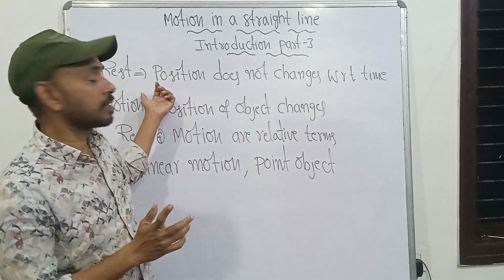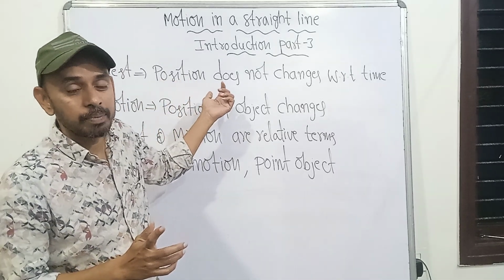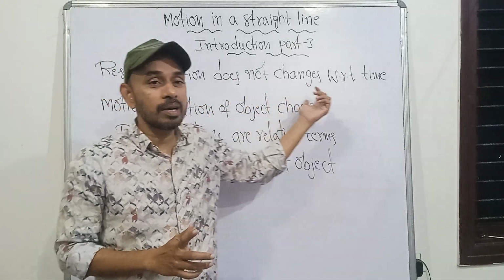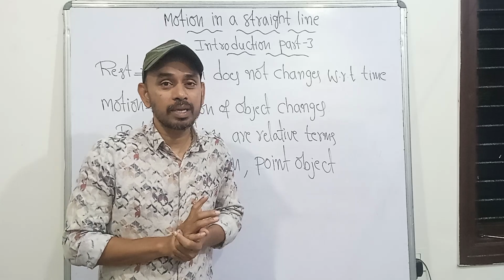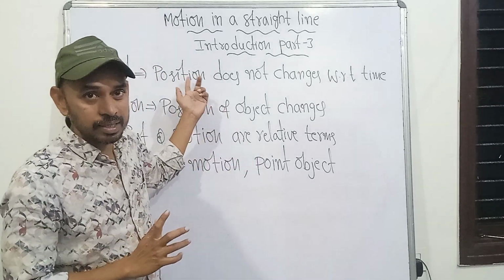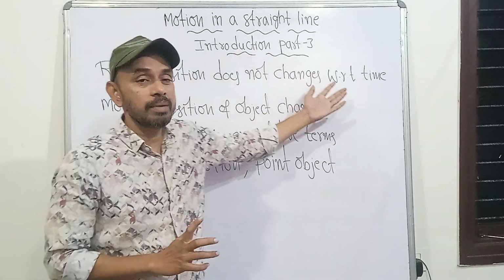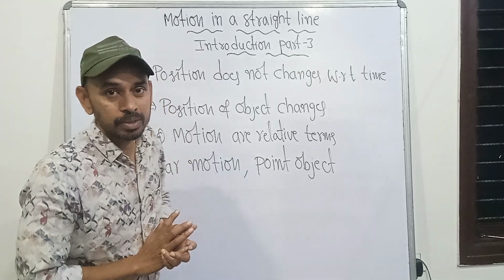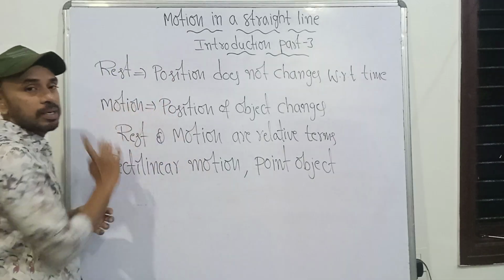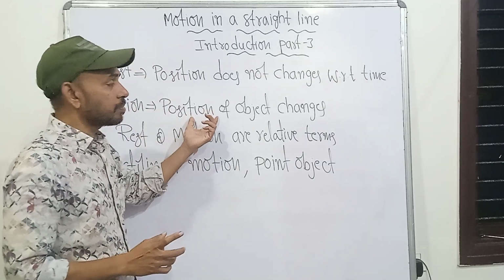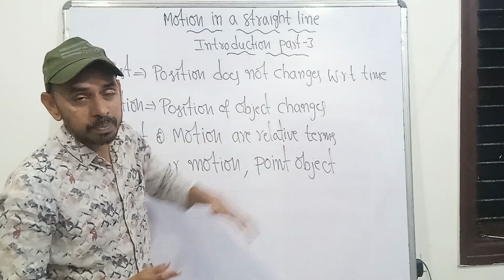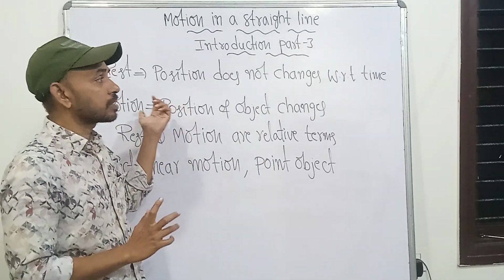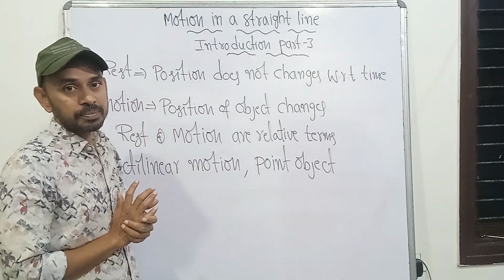So what is rest? The position of the object does not change with respect to time is said to be rest. It may be with respect to time or with respect to surroundings. Next, motion means the position of the object changes with respect to time or surroundings is said to be motion.